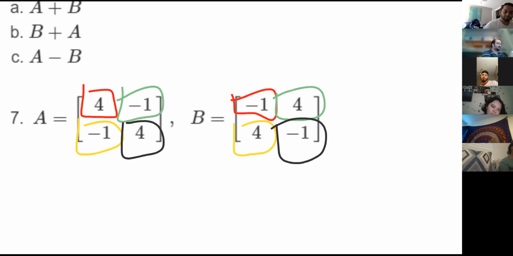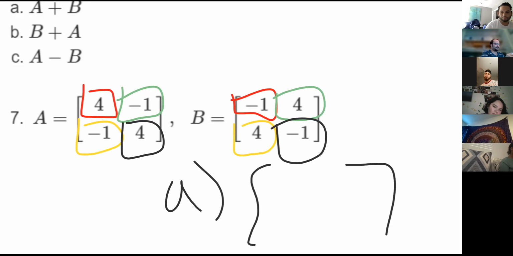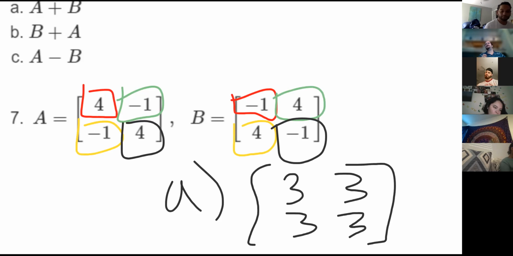And so for part A, I'm doing A plus B. So what are the dimensions of the resulting matrix? All threes in all corners. Okay. So all threes. And I said, what are the dimensions? The dimensions are 2x2, right? It's the same. Oh, yes. Yes. Sorry.